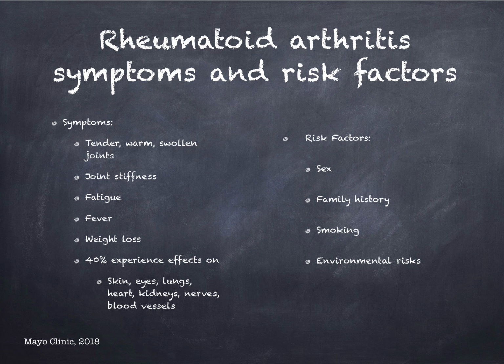Some of the risk factors of rheumatoid arthritis are, again, women are more at risk than men are. Family history plays a role. Smoking can increase your risk. And then some environmental exposures, and those can be things like asbestos or silica that you can be exposed to that can increase your risk.